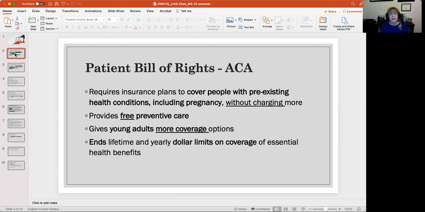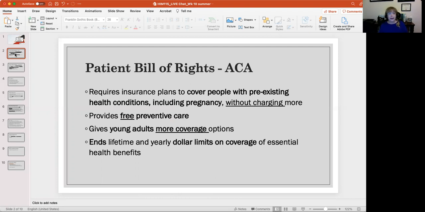ACA provides young adults with more coverage options, including something that you might be familiar with, which is that they can stay on their parents' plan until age 25. And no more lifetime and yearly dollar limits on coverage.